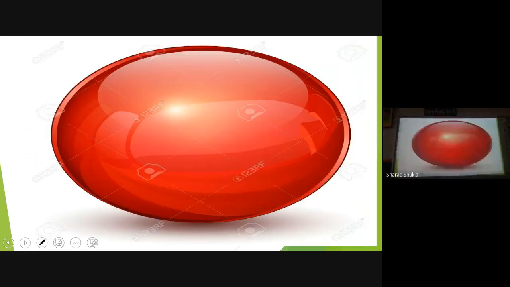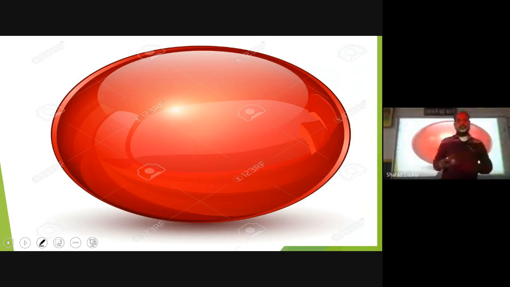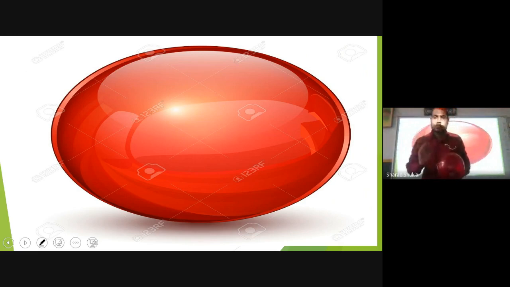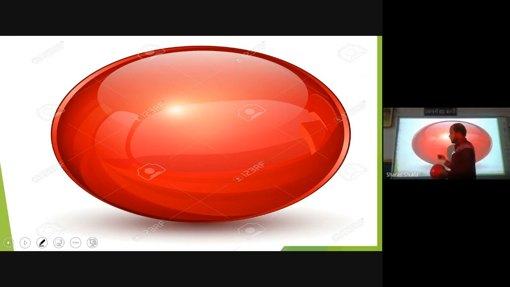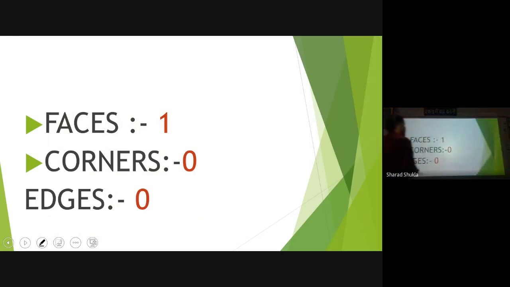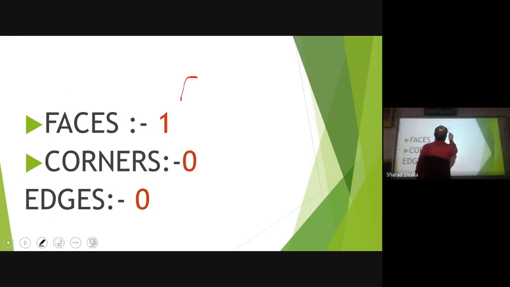If you notice, this ball has only one face. Please see that. Only one face. I rotated it. It has only one face. So I write here, faces is 1.